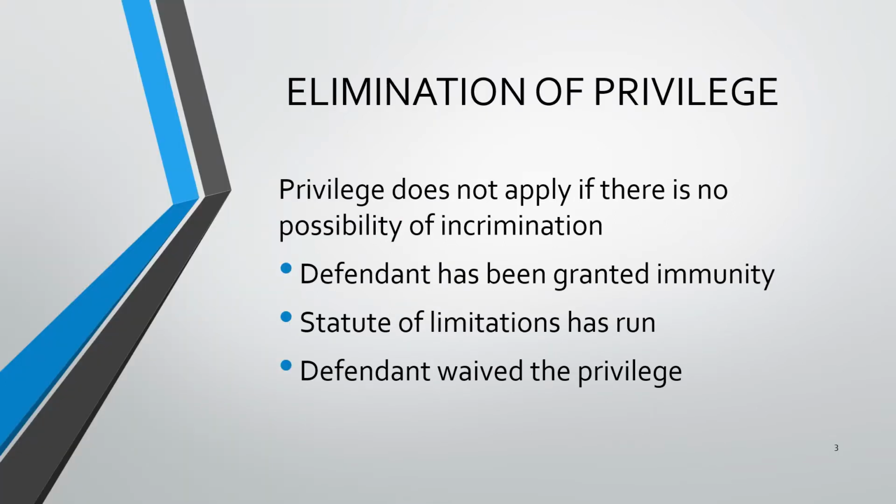We previously explored the privilege against self-incrimination and the Miranda warning. The privilege, however, does not apply if there is no possibility of incrimination, because one of three things might happen. First, the defendant has been granted immunity. Second, the statute of limitations has run, which means that the defendant cannot be prosecuted for that crime. And third, the privilege does not apply if the defendant has legitimately waived the privilege, so long as the waiver is not a product of coercion.